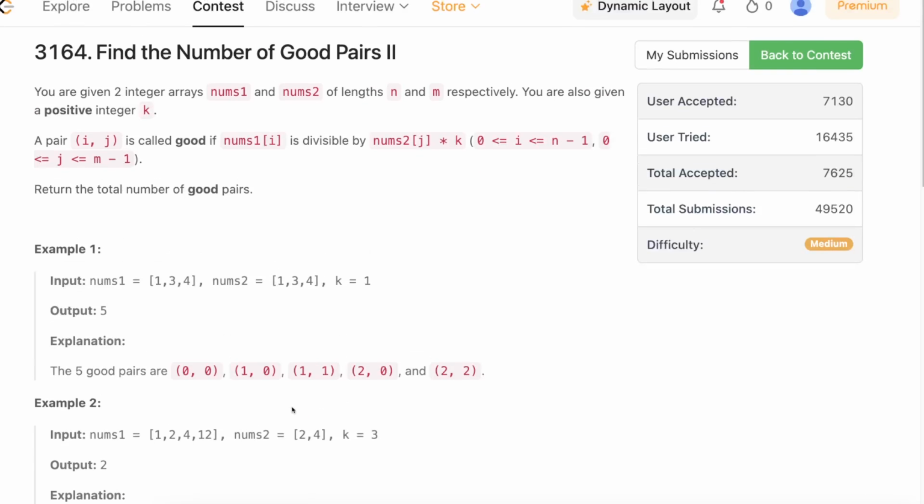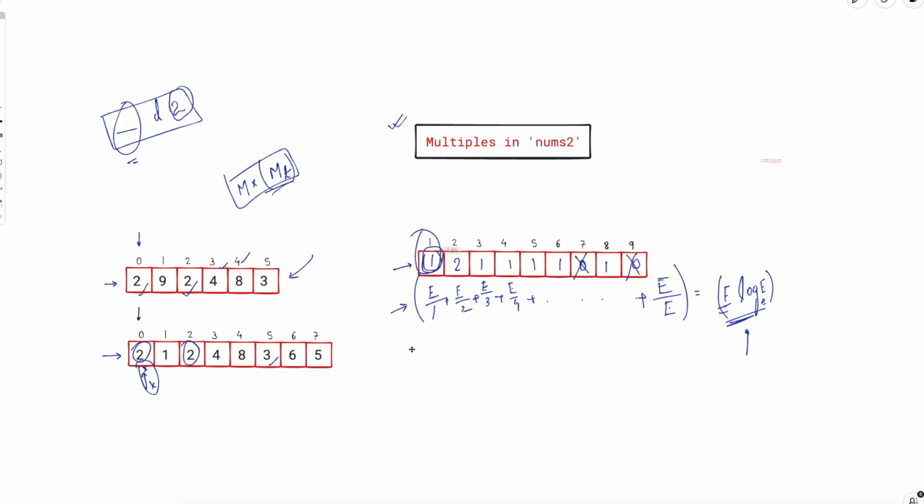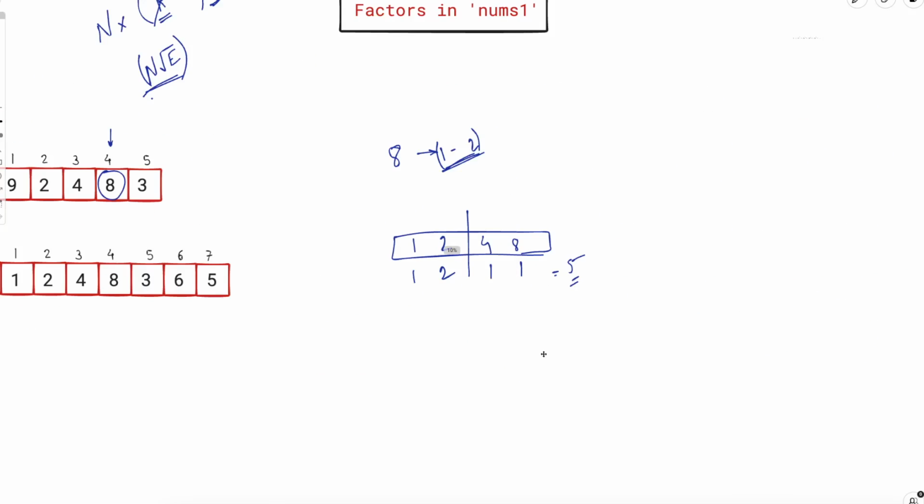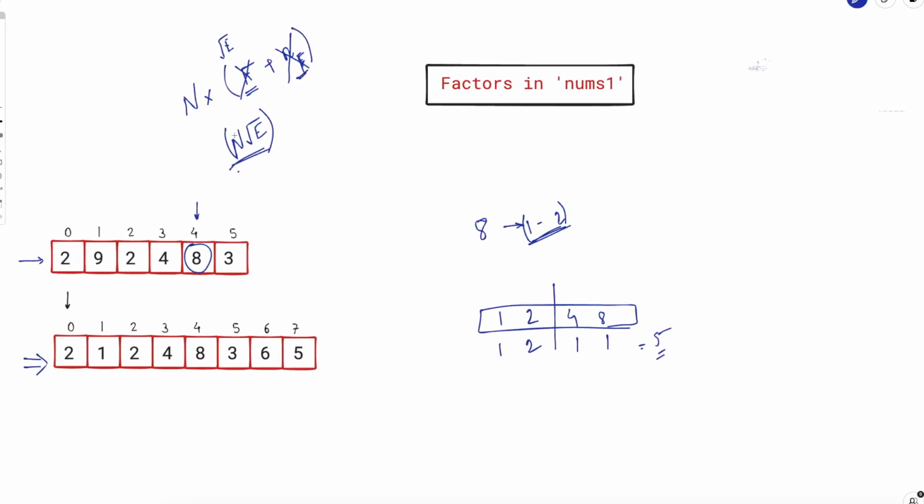In the same fashion you can write the code for the first approach as well. The only thing that differs is that you will now be iterating over factors instead of multiples, right? And you don't need the second frequency array either, because here you don't need to optimize the iteration over this array, unlike the other approach, right?